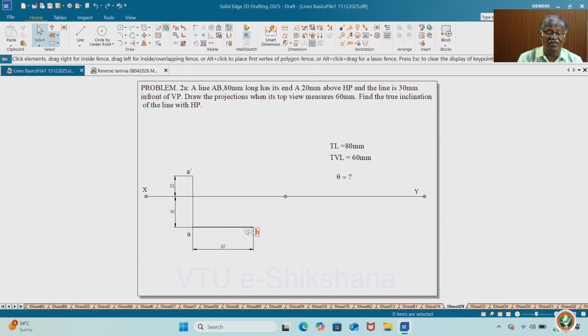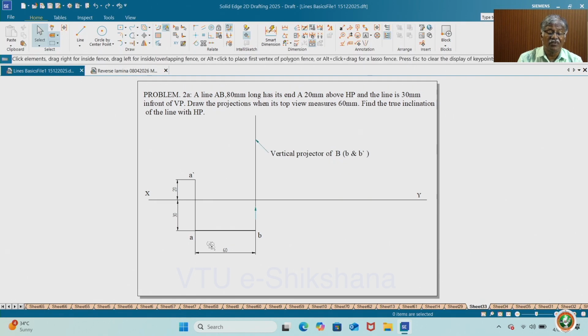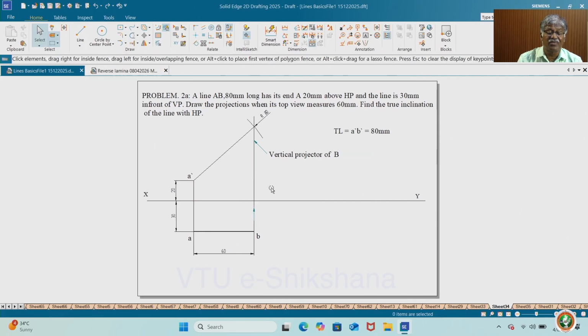So the apparent length is given; make it parallel and fix 60 mm as per the given reference. Then project from this B towards the front view. Then with A dash as center, draw an arc. So here is the procedure: project the point B, that is the top view of one end B. Then with A dash as center, draw an arc. You get the true length and corresponding inclination with 80 mm equal to radius.